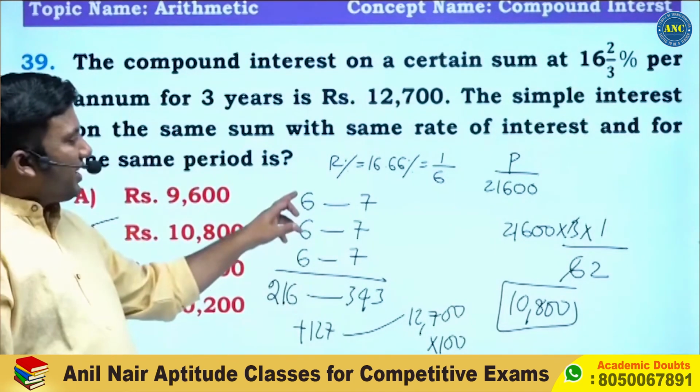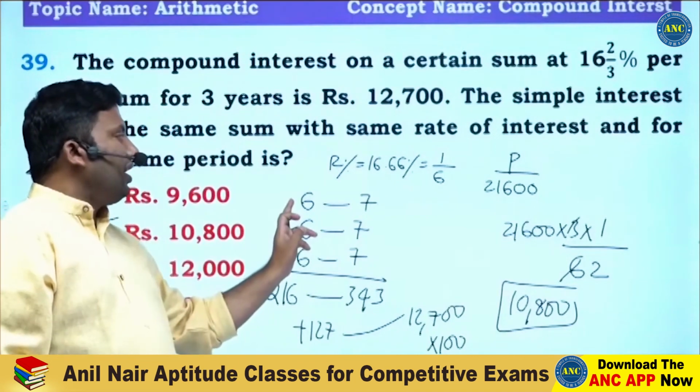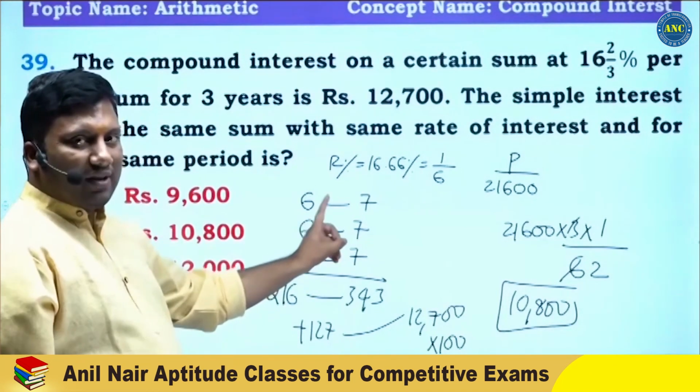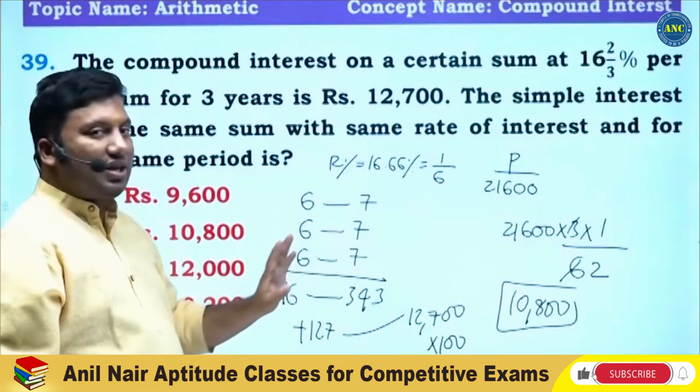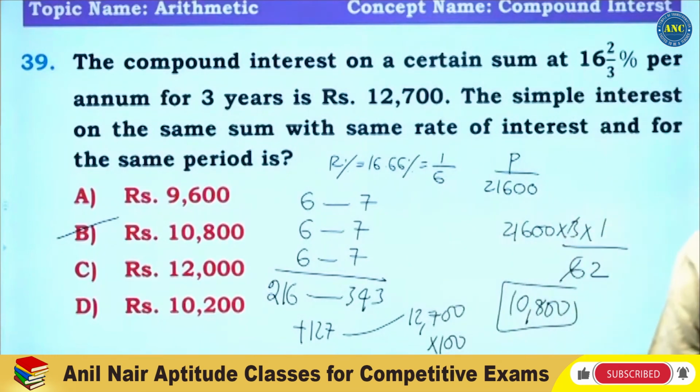10,800. This successive change concept, we already did it in a lot of problems. Initial value is always the denominator. 6 is becoming 7. This idea, I am sure it is clear. Next one.